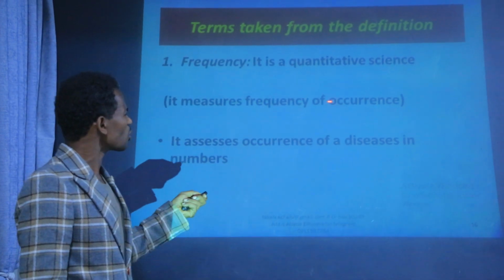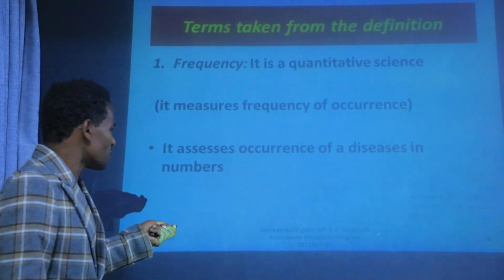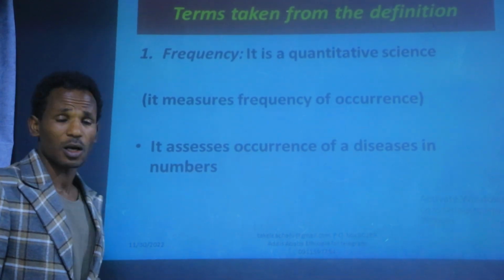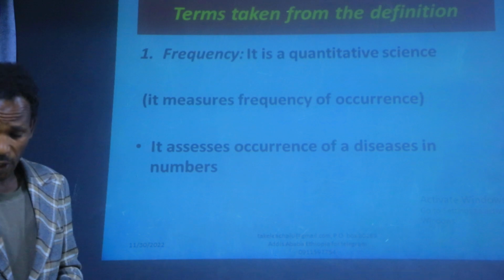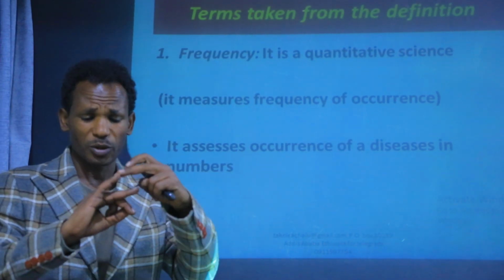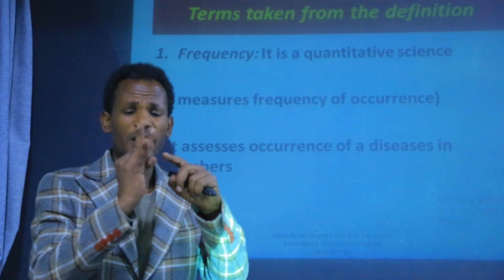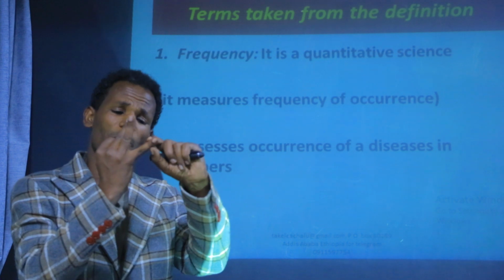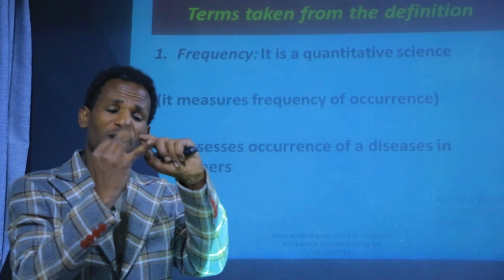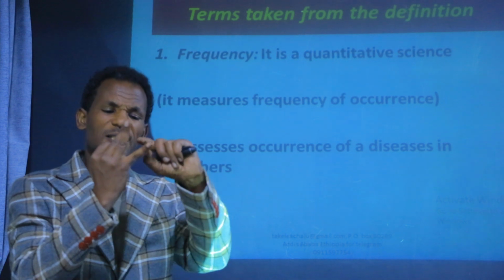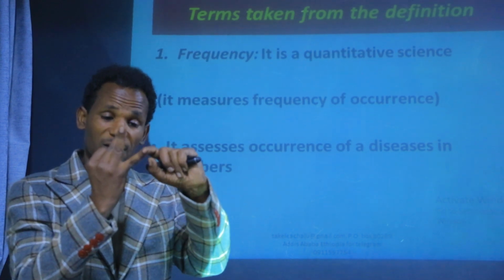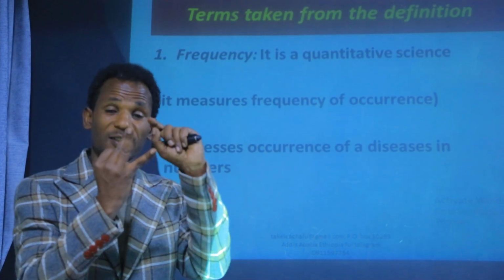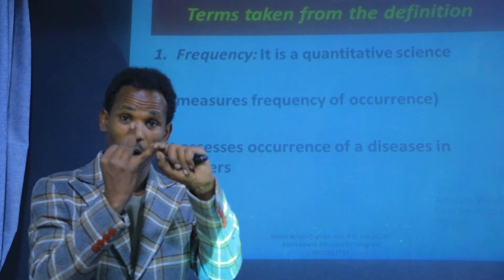It measures the frequency of occurrence, the number of occurrences. So in epidemiology, of course, there are three terms: frequency, distribution, and determinants. The frequency is a matter of number. The matter of number is the quantitative number. The quantitative number is a statistical number. Statistical numbers in this science are epidemiological numbers.